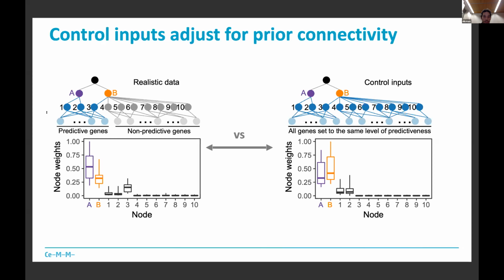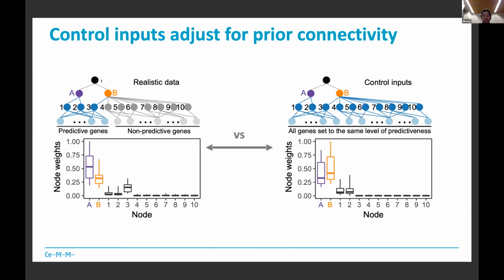And you can see that based on this data and the structure, there is a certain difference in node weights, so node importance for these different nodes. And we can see that node A, for example, here has a lot of weight because it's connected to a lot of predictive genes, and nodes A and B, which are in the top layer, get more weight. But now how much of this is based on this data and how much is based on the network structure?